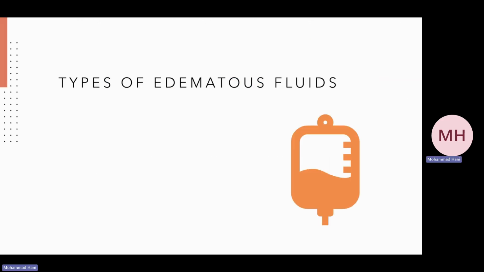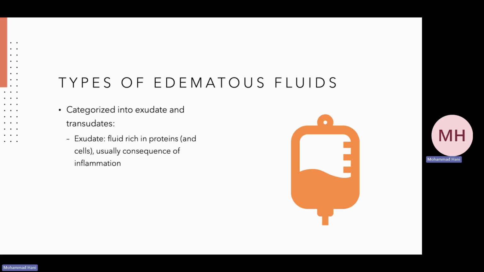Next, we can differentiate the different types of edematous fluids. The characteristics of the fluids can be either an exudate or a transudate. An exudate is fluid which is rich in proteins and or cells, mainly white blood cells, because it is of an inflammatory process. It's a consequence of inflammation. Or you can have a transudate, which is more common, which is a fluid poor in proteins, no cells usually, and arises from non-inflammatory etiologies.